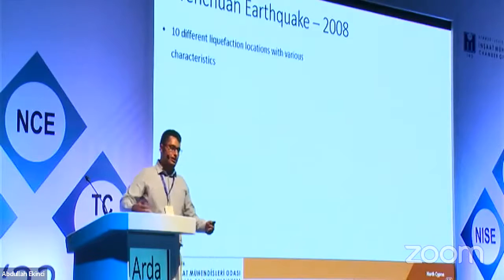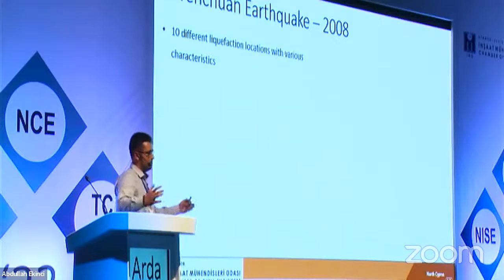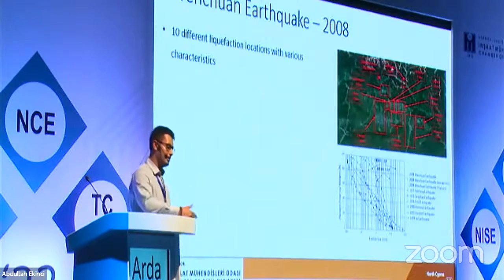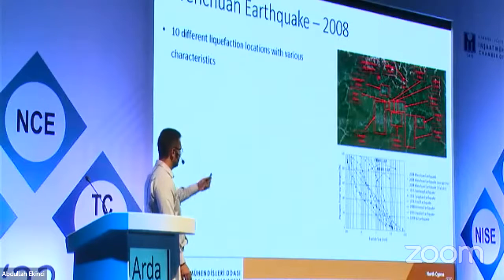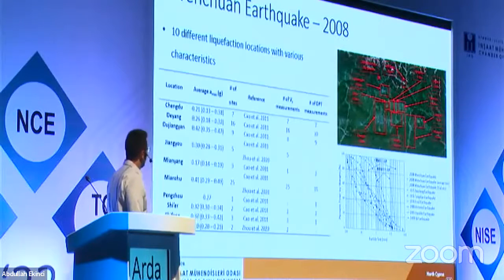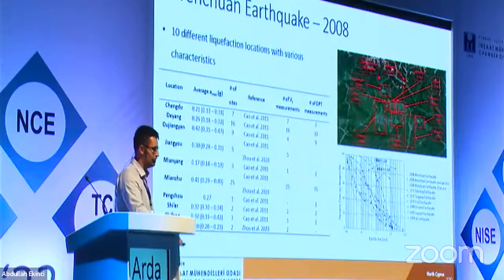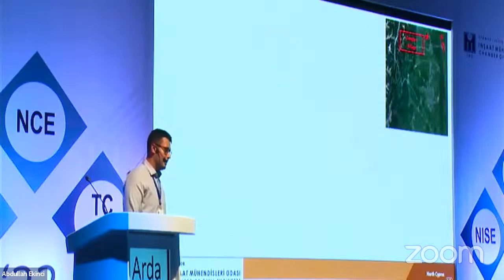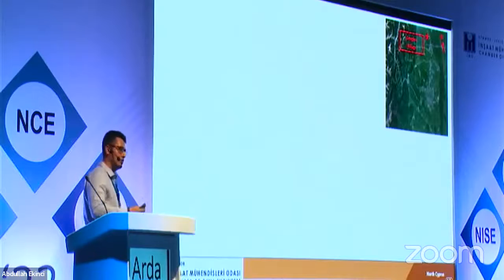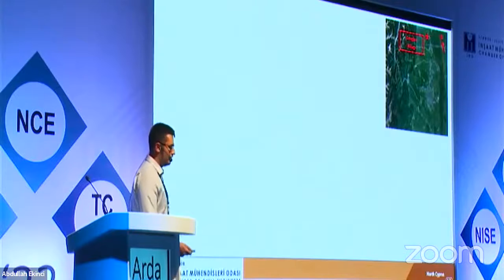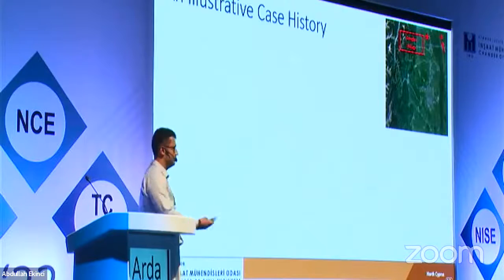So I grouped these locations into 10 different parts. I grouped them according to the biggest cities in Wenchuan County, and there are some gradation curves presented by Cao. With this grouping, I just took the average of PGA and the number of measurements to summarize it. After this, I have a procedure to evaluate the liquefaction triggering relations, and I just want to show an illustrative case history for that.